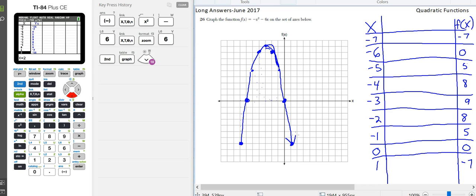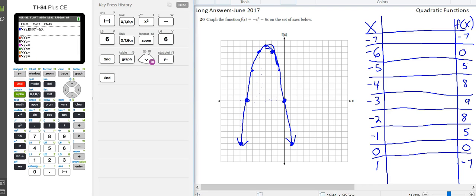we have an accurate graph of the parabola f of x is equal to negative x squared minus 6x with very minimal effort, just punching it into the calculator and using the table that the calculator found to graph those coordinates.